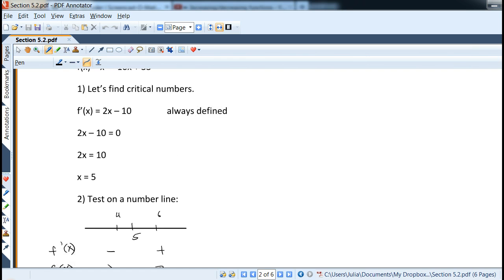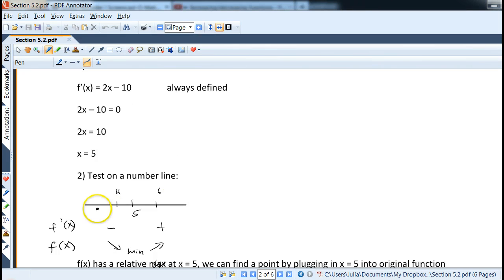So let's test it on the number line. This is how I usually draw it out. Here is a number line. I write 5. Then I pick a couple of test points, something easy like 4 and 6, to plug into the derivative. So then I write f prime of x and f of x right below it. Notice I plugged 4 into 2x minus 10, so you'll get negative 2. So f prime of x is negative, which means f of x is decreasing. And if you plug in 6, you get 12 minus 10, that's positive 2. So you'll get plus for f prime of x, which means the original function is increasing.